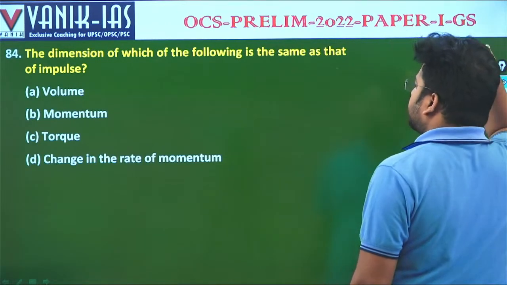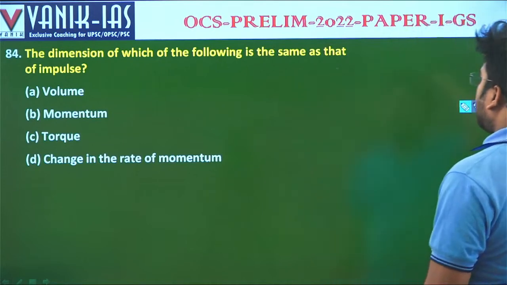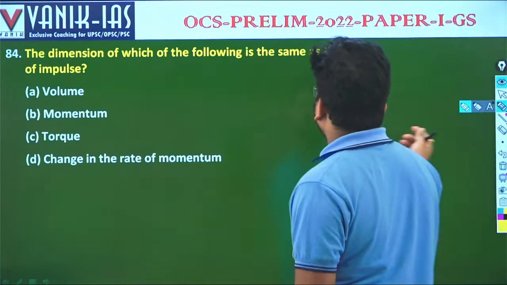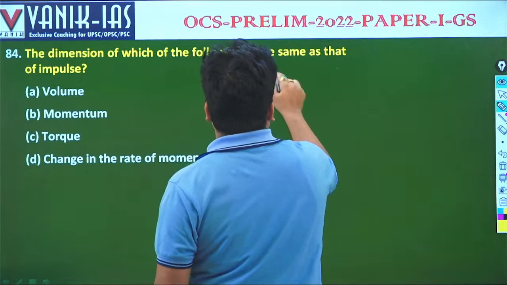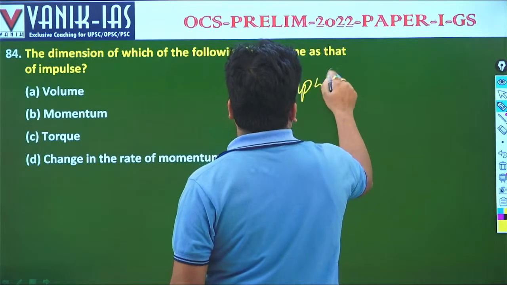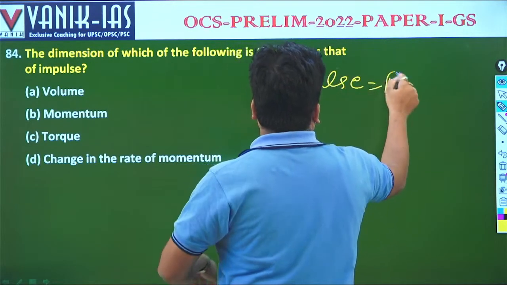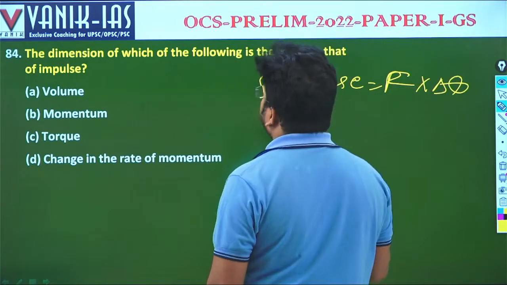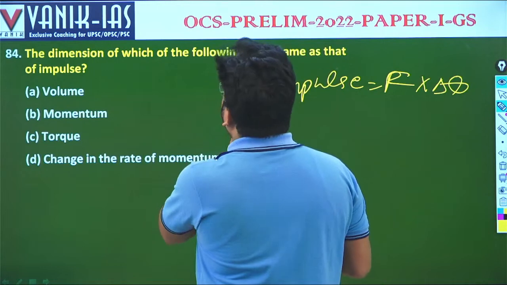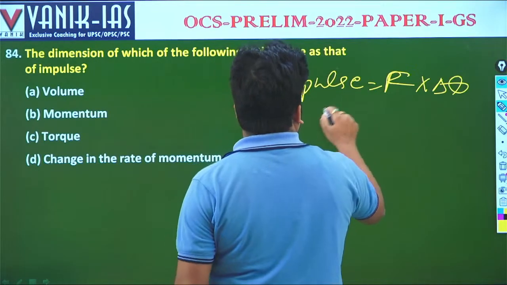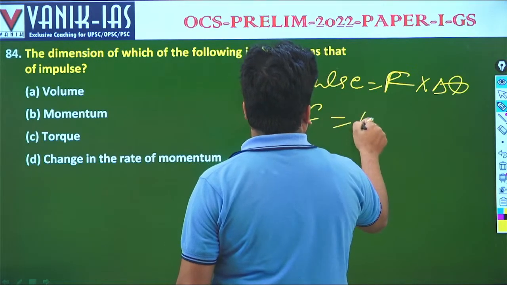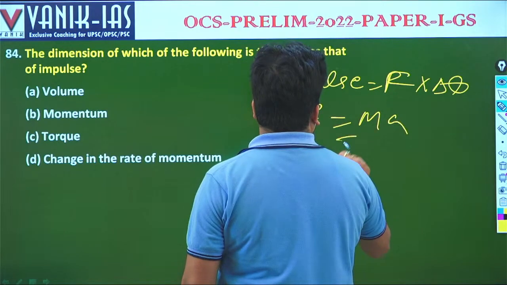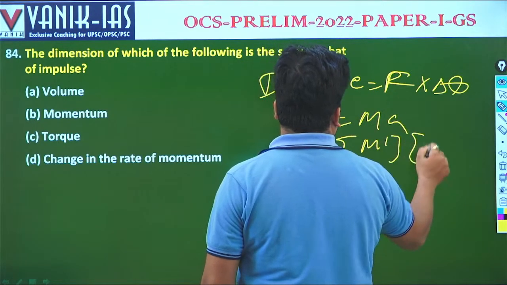The dimension of which of the following is the same as that of impulse? What is impulse? Impulse is equal to force into time. So the dimension of force is equal to m into a. Its dimension is M1 L1 T minus 2.